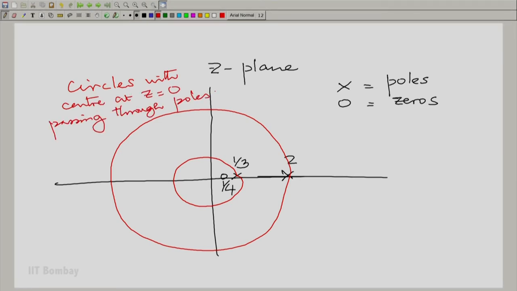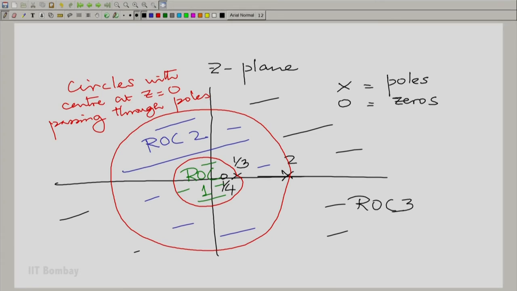Now, there are three possible regions of convergence. Let me mark each of them. This is ROC1 shown in green. This is ROC2 shown in blue. And finally, this is ROC3 shown in black. And ROC1 is to the interior of both of the poles. ROC2 is to the exterior of the pole at 1/3 and to the interior of the pole at 2. And finally, ROC3 is to the exterior of both of the poles.